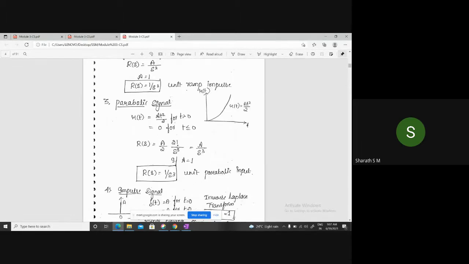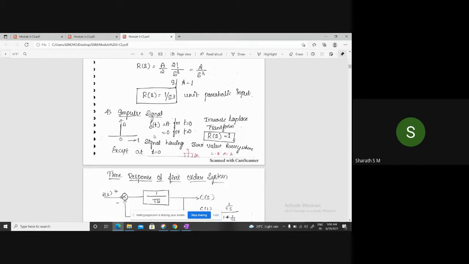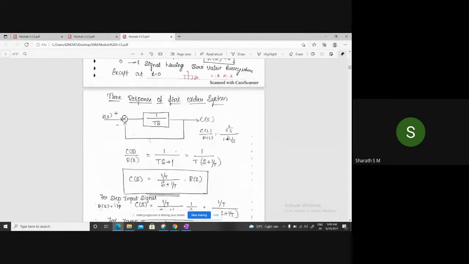In the same way, for the parabolic signal, it is a into t square by 2, and the Laplace of t square is 2 by s cube. In the same way, for an impulse response, delta of t is equal to a for t is equal to 0, so r of s is equal to 1 for the impulse response.